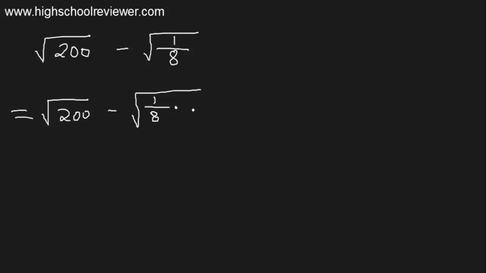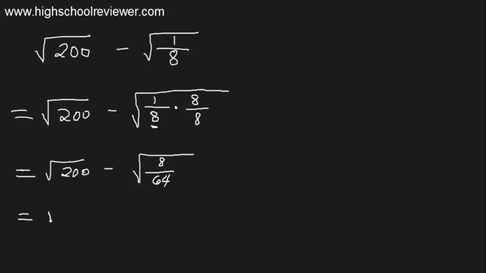We will multiply this by a fraction wherein the numerator and the denominator would be the same as our denominator here. So we are going to multiply this by 8 over 8. So we have the square root of 200 minus the square root of 1 times 8, that is 8, all over 8 times 8, that is 64. So we will have here the square root of 200 minus, we can rewrite this as square root of 8 all over the square root of 64.